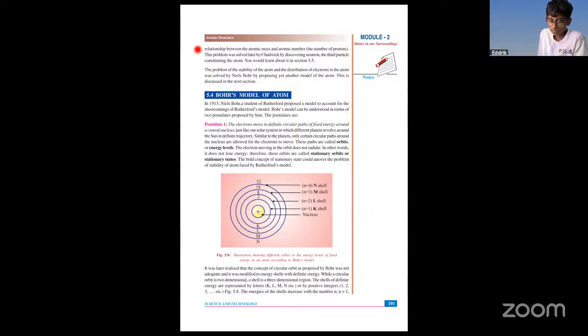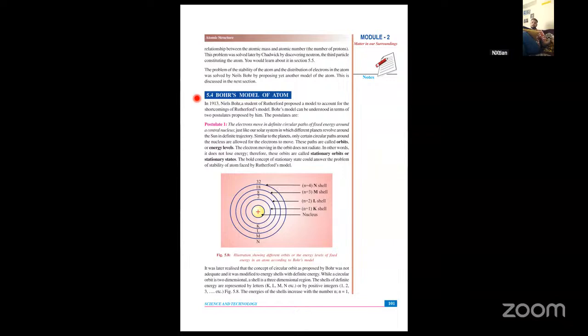Now the hero entry is there. He's called Niels Bohr. I know that science class is a little bit boring, but he's Niels Bohr. Niels Bohr came with his ideology and fulfilled whatever drawbacks there were in the Rutherford model. Right now, whatever we are learning is by the postulates of Niels Bohr.